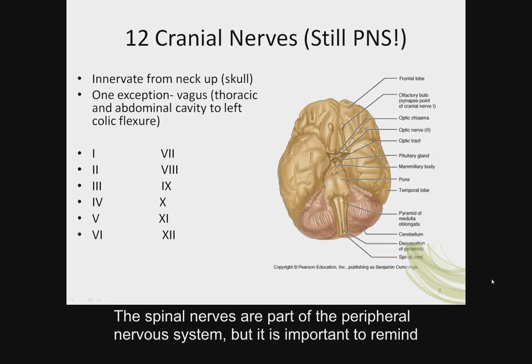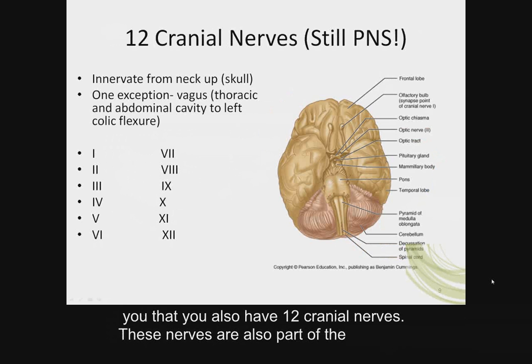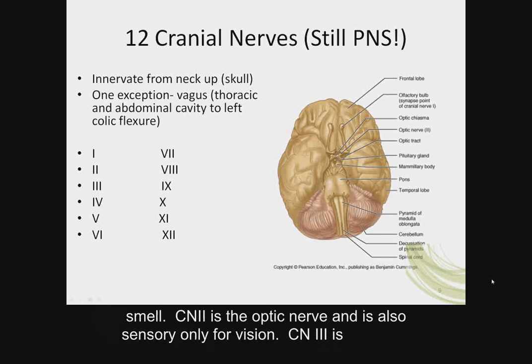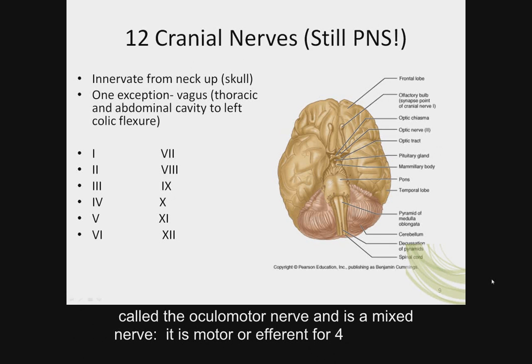The spinal nerves are part of the peripheral nervous system, but it is important to remind you that you also have 12 cranial nerves. These nerves are also part of the peripheral nervous system. Cranial nerve 1 is the olfactory nerve and is sensory only for smell. Cranial nerve 2 is the optic nerve and is also sensory only for vision.